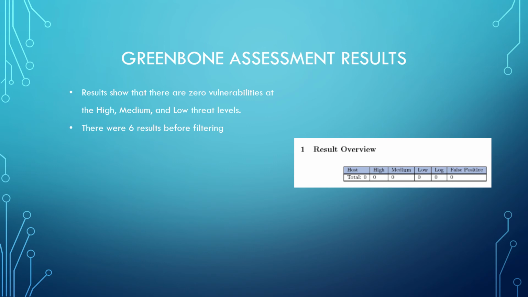There were 0 results on all 3 threat levels for all high, medium, and low. So in regards to the Linux server, this is a good thing. It doesn't really help us much with the overall assessment of the Windows server because I don't believe that Greenbone would be able to actually contact that server in the first place to scan it.